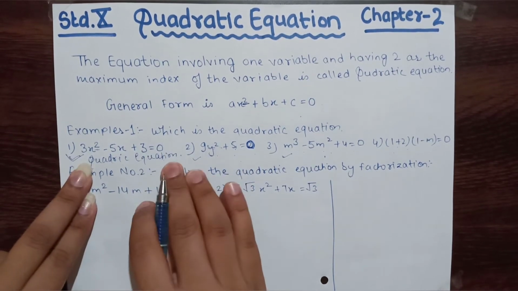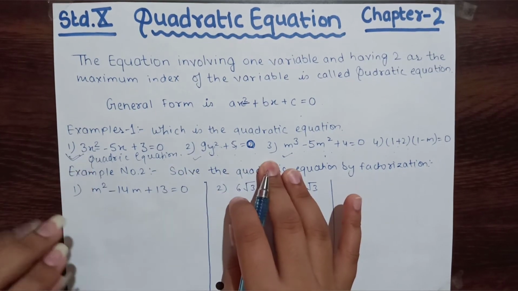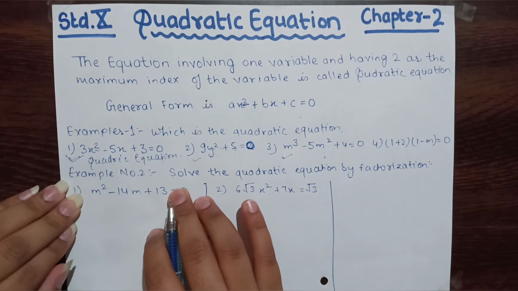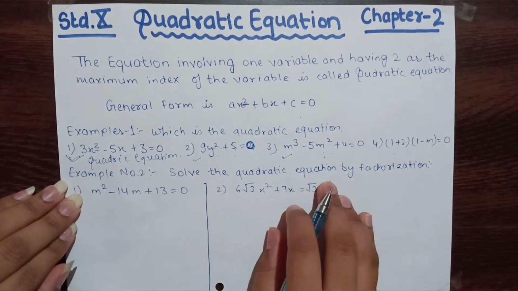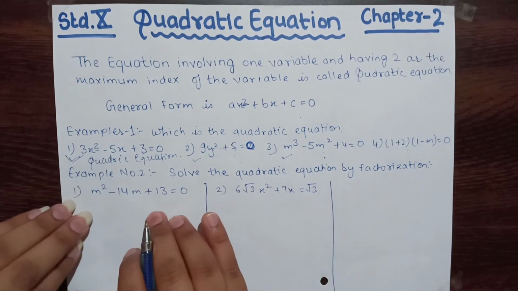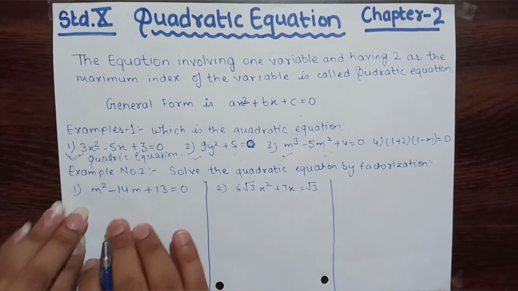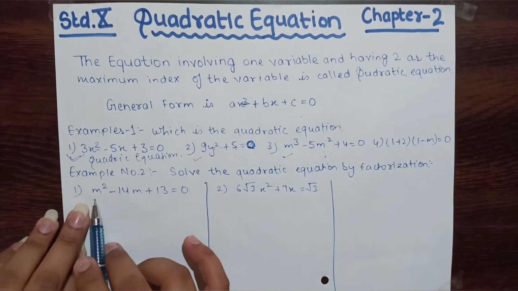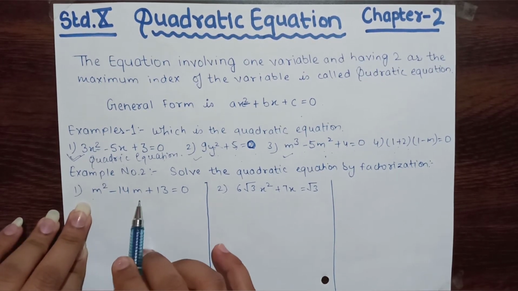So I hope you understand this question. Let's take example number 2. What is the question? Solve the quadratic equation by factorization. So here we need to apply the factorization method in this sum. Let's see the first sum. It is m square minus 14m plus 13.